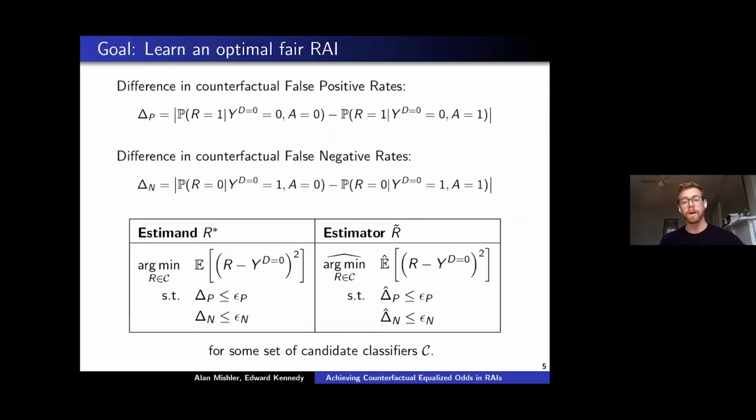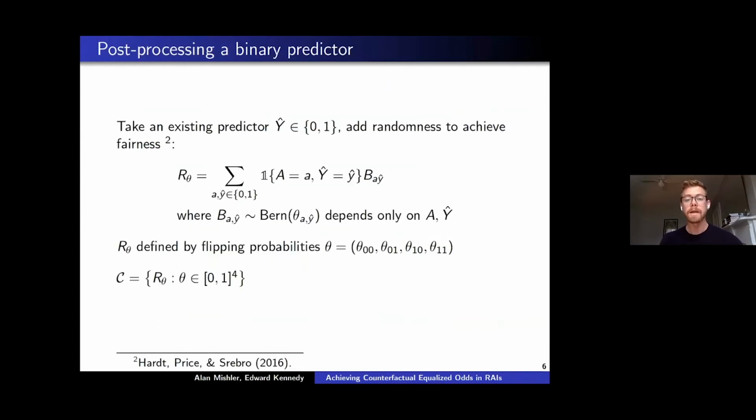So the goal of our work is to learn an optimal fair RAI, meaning a loss-minimal predictor in which the differences in false positive rates and false negative rates across the two groups are bounded by some tolerances, epsilon_p and epsilon_n, for the false positive and false negative rates. So we define a loss-optimal fair predictor R star, and now we want to construct the best approximation R tilde that we can. A very popular paper by Hardt et al. in 2016 showed how you can post-process an existing predictor to make it satisfy conventional equalized odds by introducing randomness to equalize the error rates. And here we show how you can do the same thing with counterfactual equalized odds.